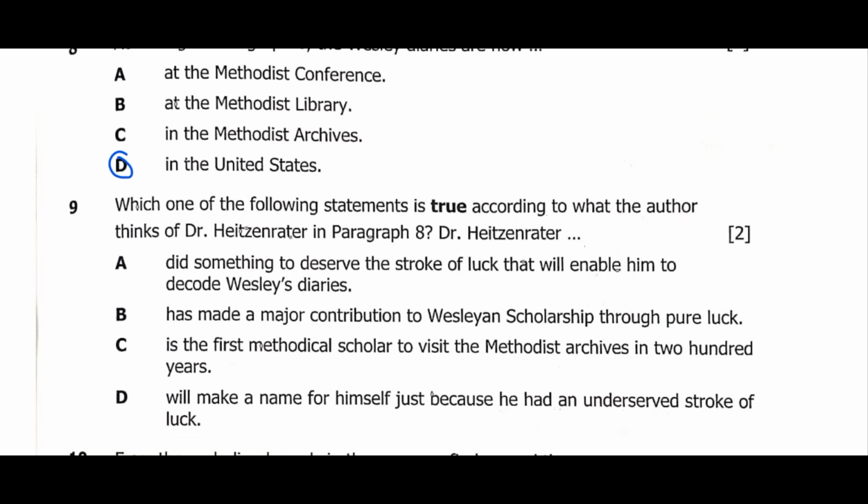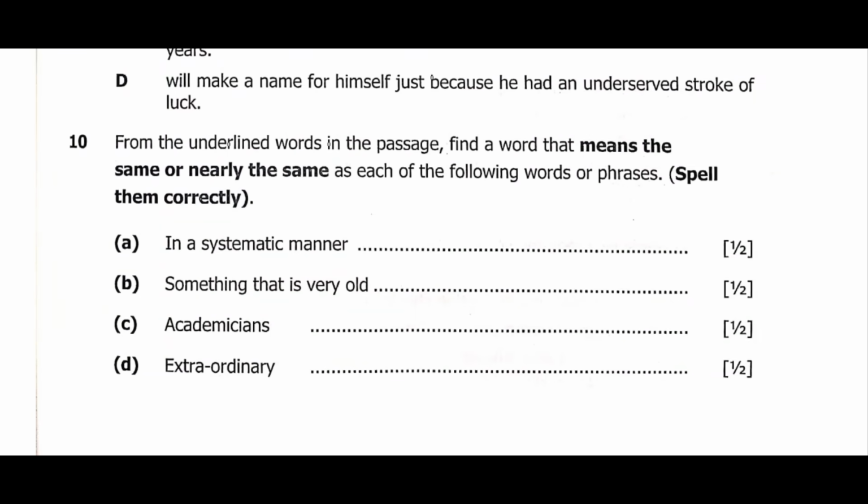Then for 9, which one of the following statements is true according to what the author thinks of Dr. Henrietta in paragraph 8? A, Dr. Henrietta did something to deserve the stroke of luck that will enable him to decode Wesley's; B, has made a major contribution to Wesley scholarship through pure luck; C, is the first methodical scholar to visit the Methodist archives in 200 years; D, who made a name for himself just because he had and saved. So he is the first methodical scholar to visit, so that is the answer there. Then we go to the last part.